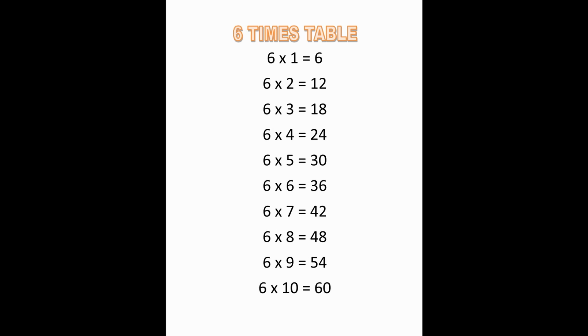6 times table. 6 times 1 is equal to 6. 6 times 2 is equal to 12. 6 times 3 is equal to 18. 6 times 4 is equal to 24. 6 times 5 is equal to 30. 6 times 6 is equal to 36.